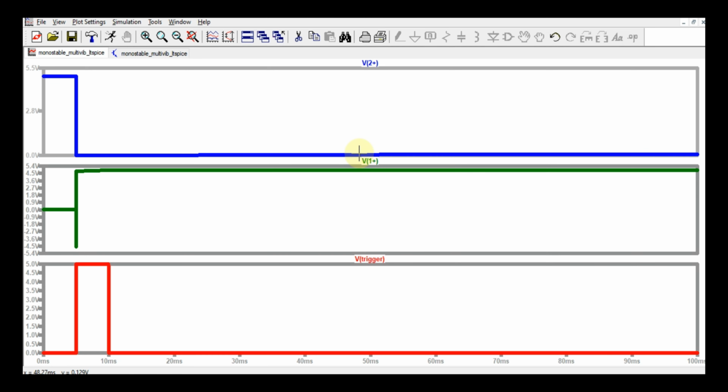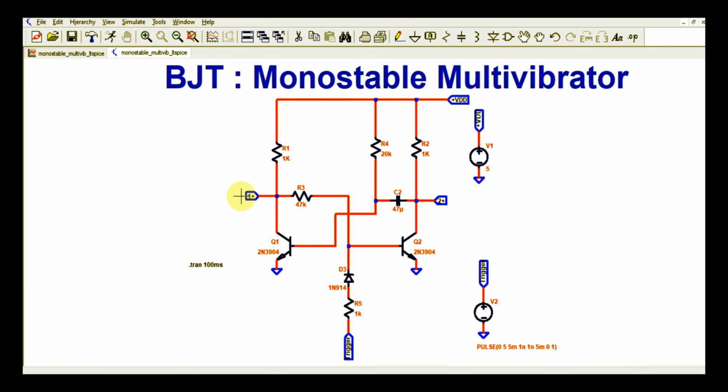You can see the difference if you take the output from here or from here. This depends on your particular application, whether you want to use the high output voltage from the monostable multivibrator, or if you want to use the low output voltage to trigger any other circuitry from your monostable multivibrator.